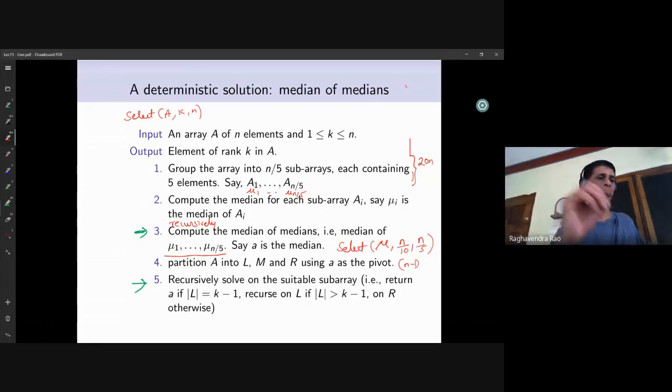Let me demonstrate the whole process with an example. Any question on the algorithm for now? Because this looks a bit complicated. Like I said, there are 2 recursive calls, unlike quick select.